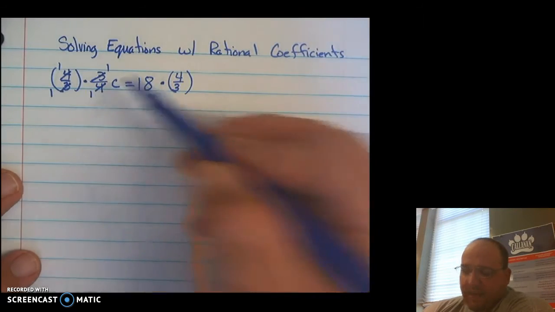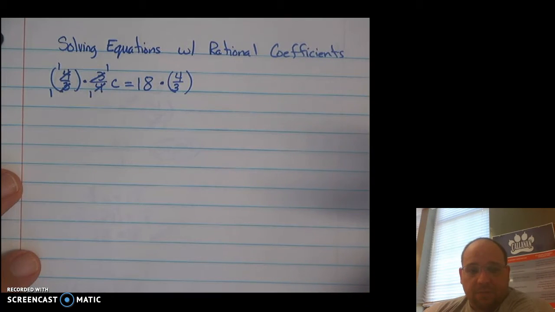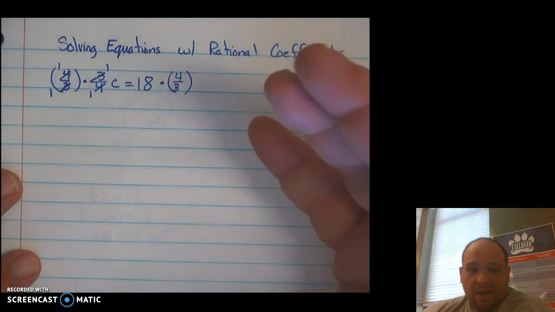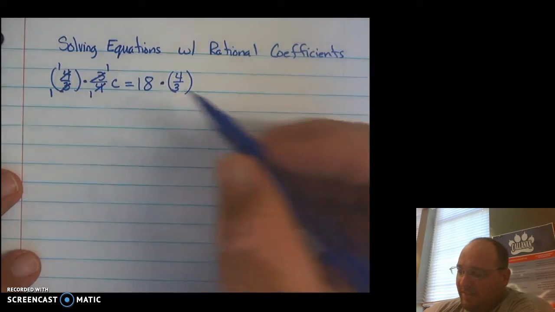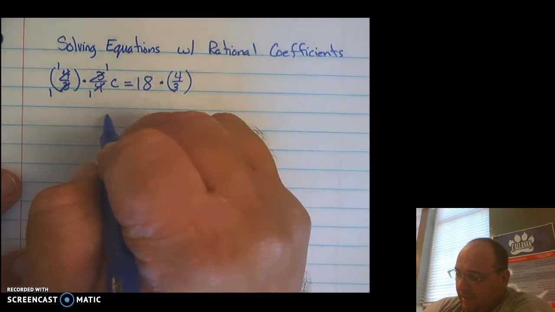This would leave me with 1 times c, and the identity property of multiplication tells me 1 times a number will give me that number. So 1 times c in this case will give me c.